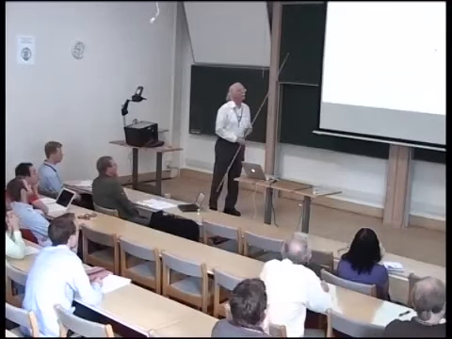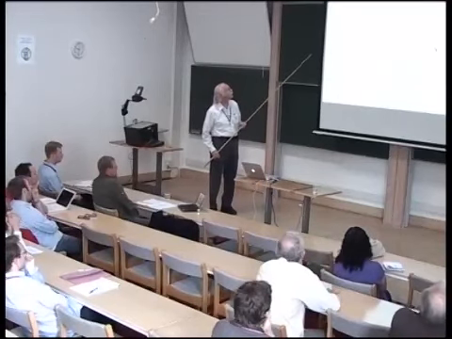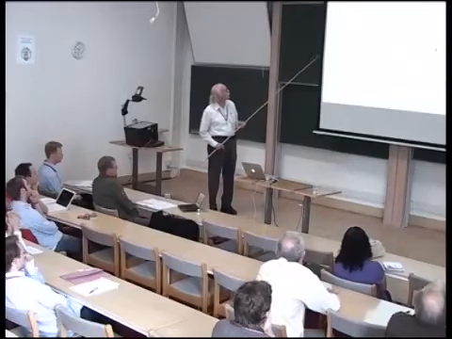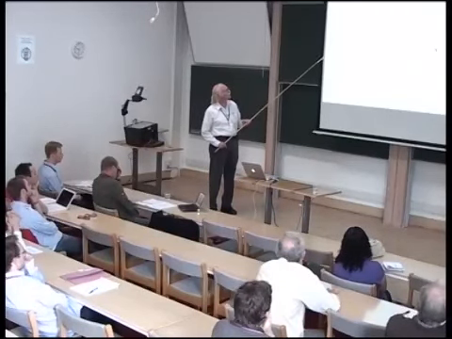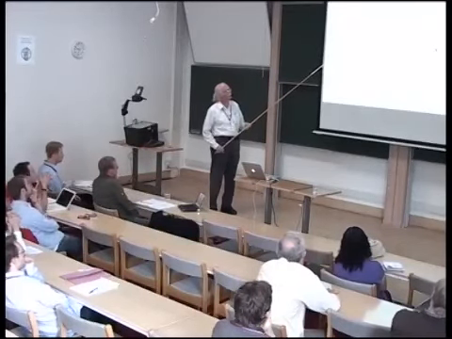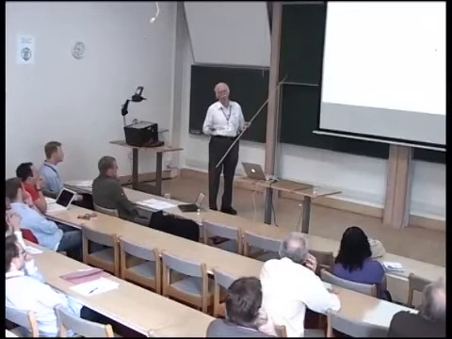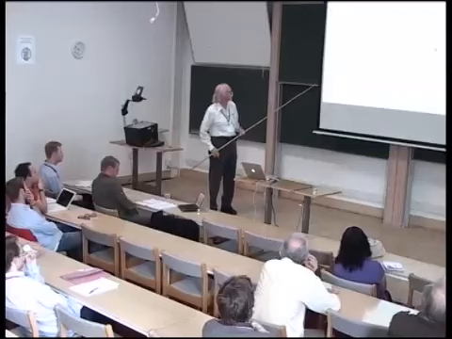Okay, so to summarize the first half of my talk here with this particular model, when you're computing the relative velocity between particles, you can't just consider the individual particles, but the entire ensemble, their environment in which they are colliding with each other. You can get complicated flows both inward and outward at different levels, even for a single size, and if you have multiple sizes, you will have even more complex flows and inward and outward flows of particles of different sizes.